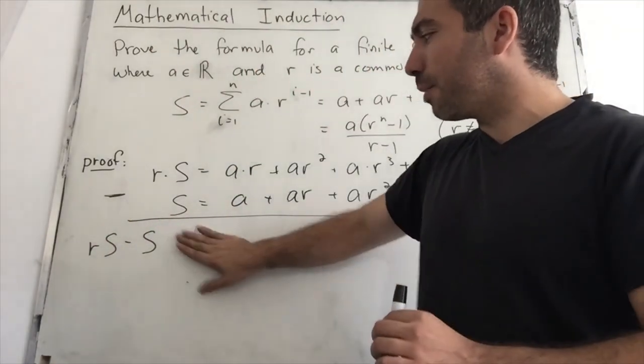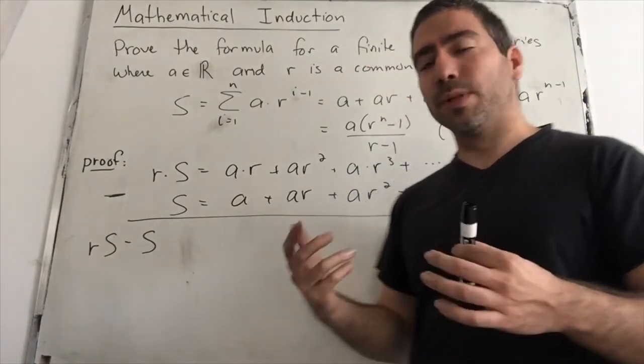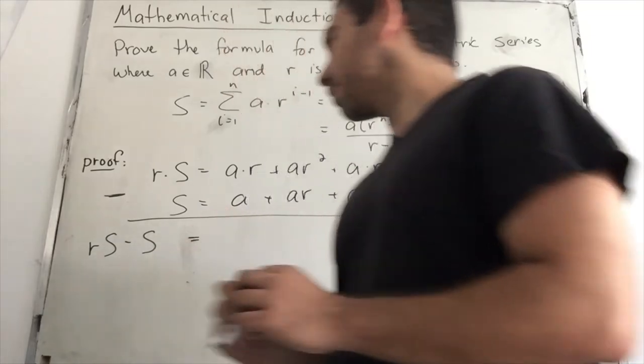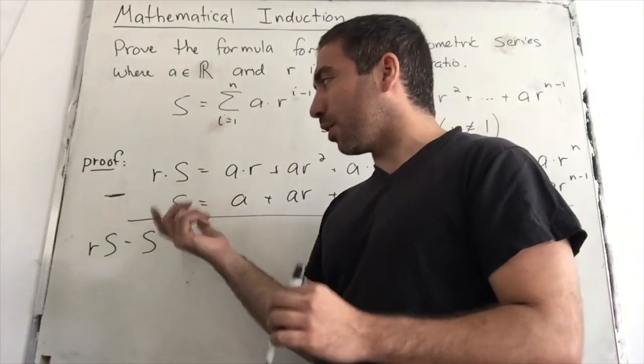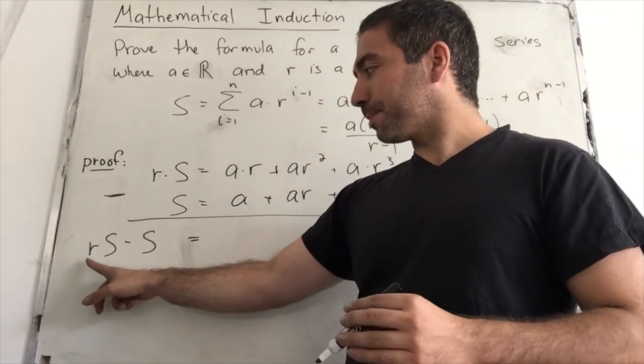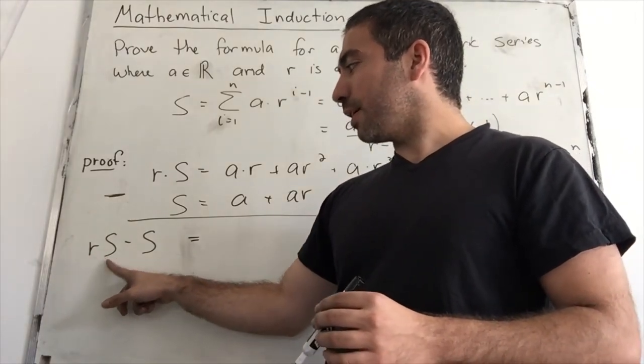Okay, and this is the thing about proofs. Why are we adding? Why are we subtracting? We don't really know. We're just kind of trying it and seeing what works. So we attempt here, we multiply it by R. We don't really know why, we're just kind of doing this. And we have RS minus S.